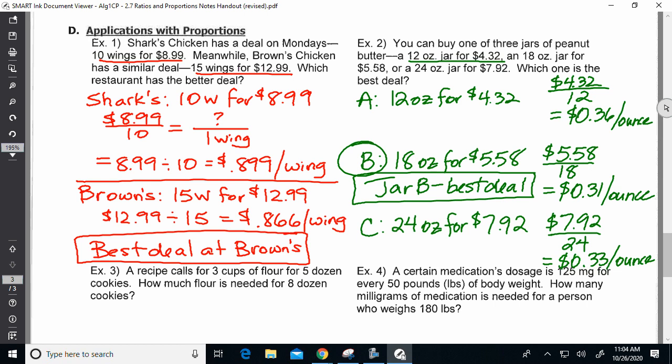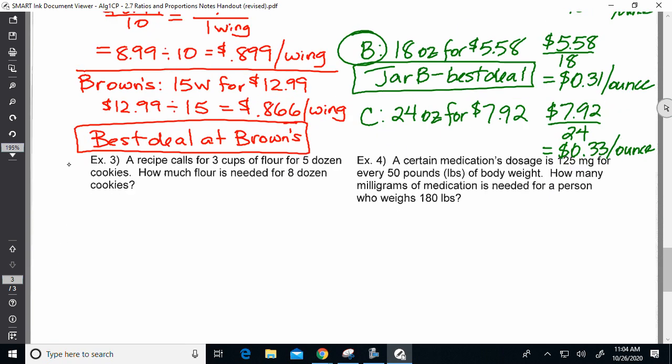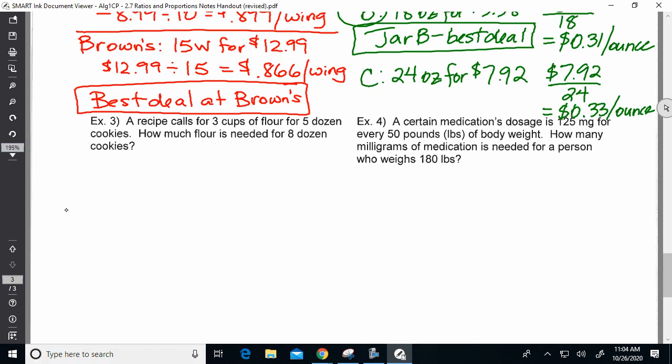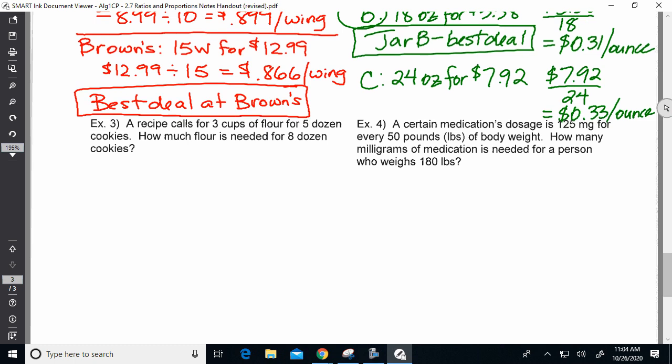Different types of ways to solve proportions. All right, example 3. A recipe calls for 3 cups of flour for 5 dozen cookies. How much flour is needed for 8 dozen cookies? So here we are solving a proportion, so we need to set up a proportion.